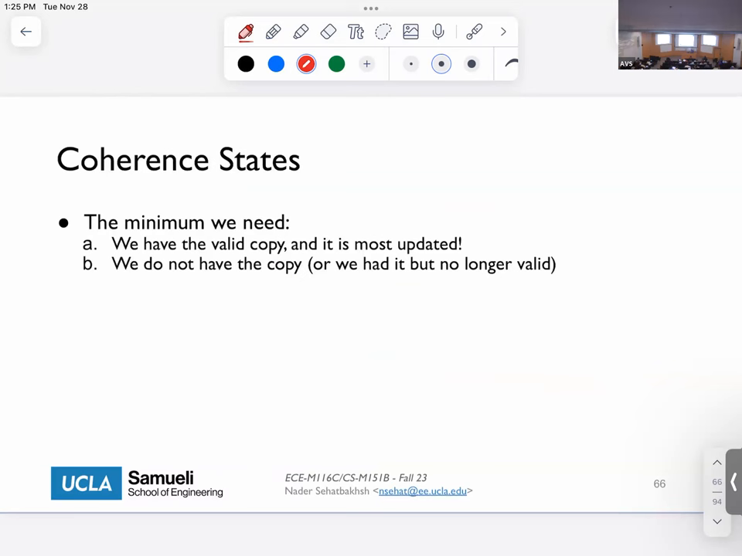Okay. So these two states, whether I have the correct copy or I don't have anything, are what we call coherent states. I gave you names for them: a modified state, or M, and an invalid state, or I. Think about it as bits. For example, this is 0 bits, this is 1 bit. If I have 1 flag bit in my cache line, I can tell whether I'm in I state or M state. If I have the valid, most updated copy, we call it an M state. If I don't have the copy, we call it an invalid state, an I state. So this is what we call an MI coherence protocol.